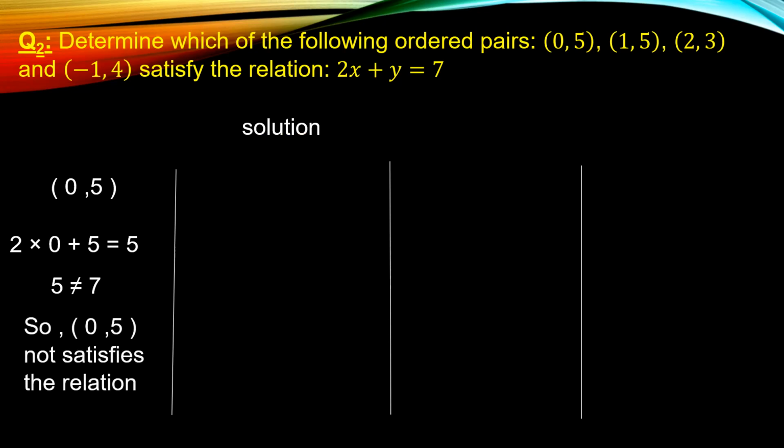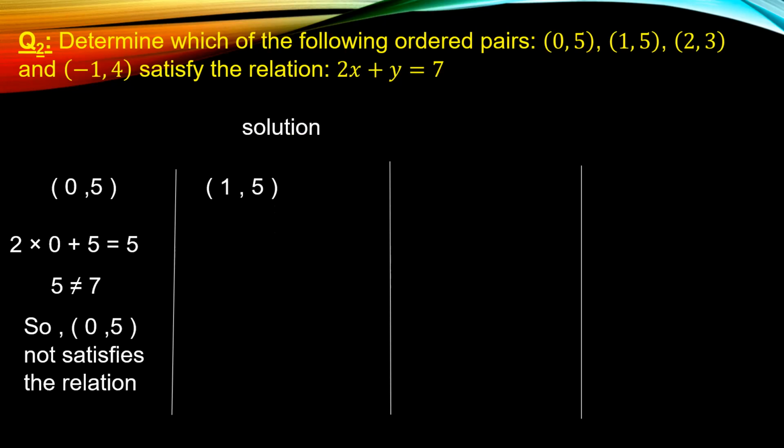Again, in this question, we will substitute in the relation 2x plus y equals 7 the point's values, x equals 0 and y equals 5. So 2 times 0 plus 5 equals 5. 2 times 0 equals 0. So 5 does not equal 7, the result here. So I can say that 0 and 5 does not satisfy the relation.